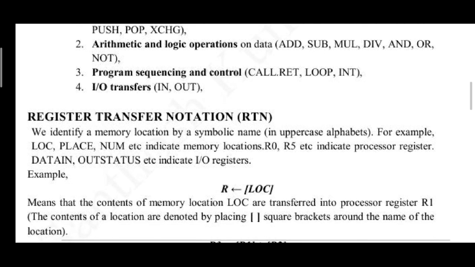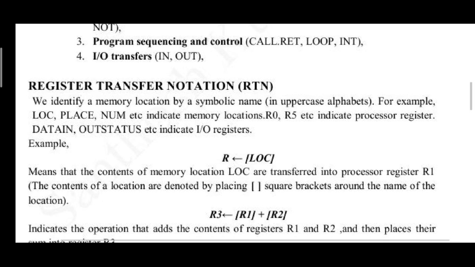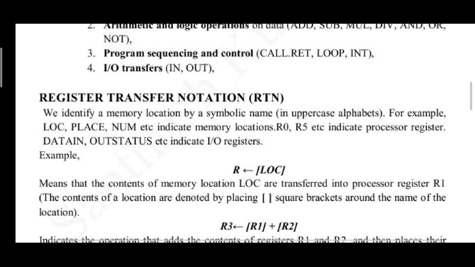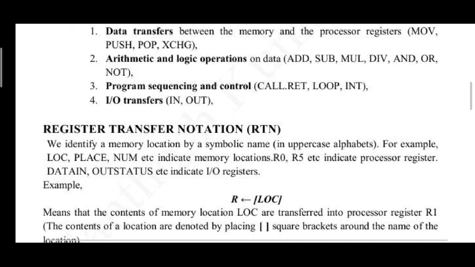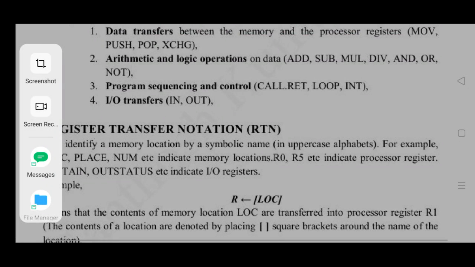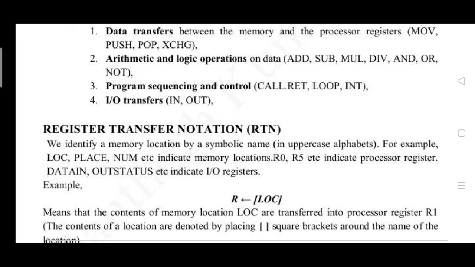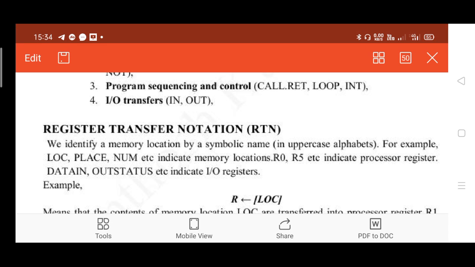The next concept is about the register transfer notation, or RTN as it is called. So what is a register? The simplest element, or smallest element of the processor that is capable of holding a certain amount of data, is called a register. So, register transfer: R stands for register here, and LOC.